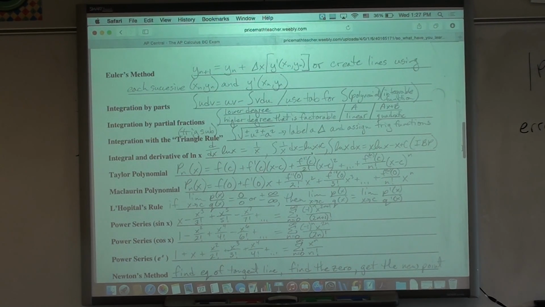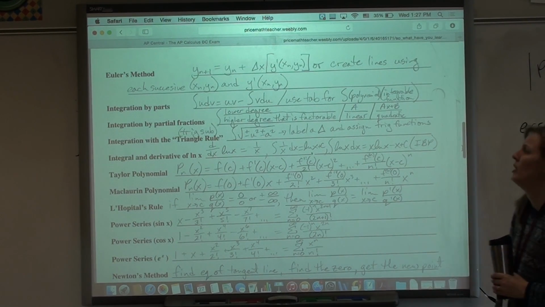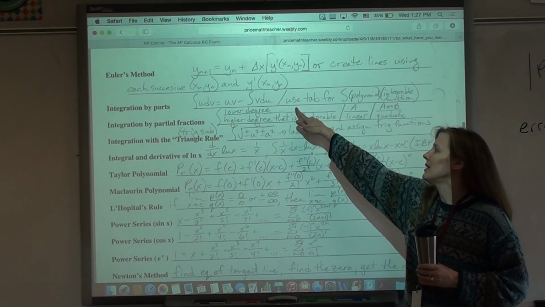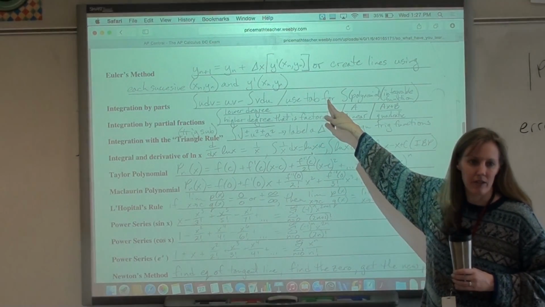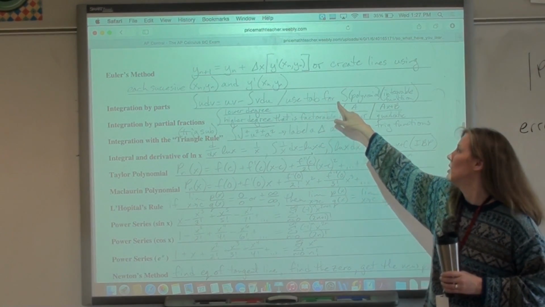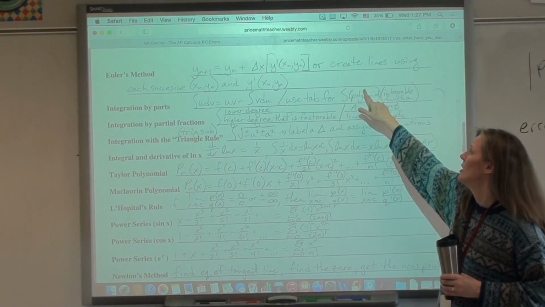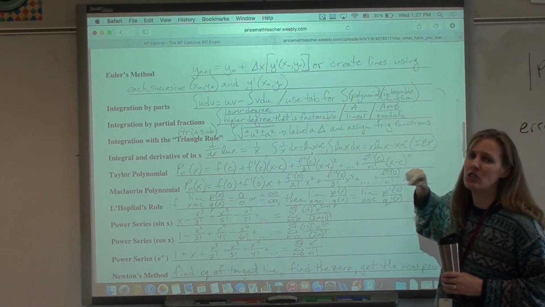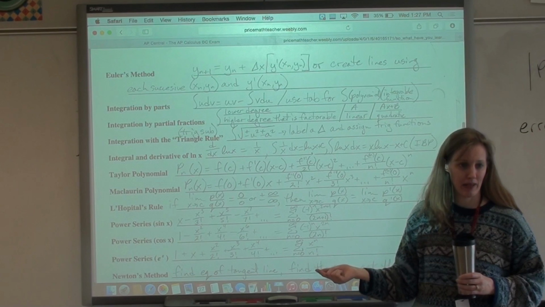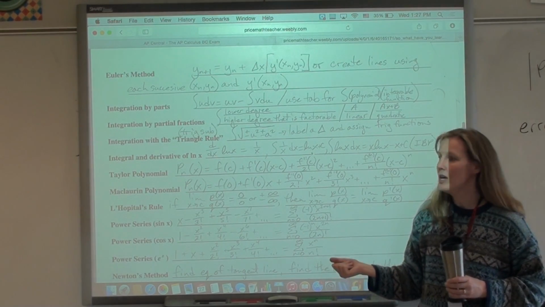Okay. Integration by parts. You know the integral of u dv is uv minus the integral of v du. Just remember, please, tab is your friend, right? Use tab. So whenever you have an integral of a polynomial times an integrable function, tab method, right? Go with tab.